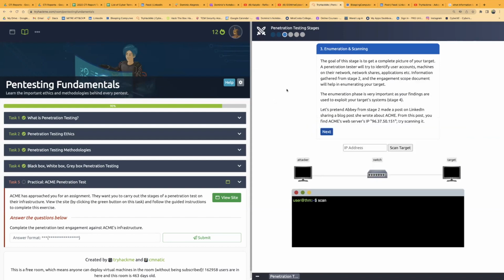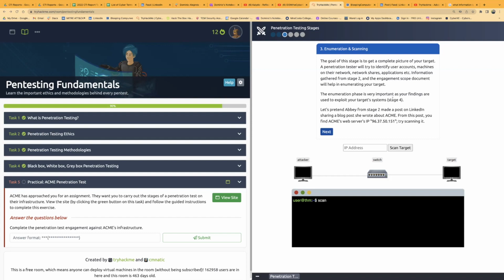Then there's going to be enumeration. I promise you, it won't look this simple when it comes to scanning. You'll have a terminal like this, and you'll be running Nmap with different options to get whatever information out of the IP address you're targeting, right? So they're saying the goal of the stage is to get a complete picture of your target, knowing what is open, knowing the versions that are there, what applications are running on them, right? As they were saying, this is very important as your findings are used to exploit your target system, right?